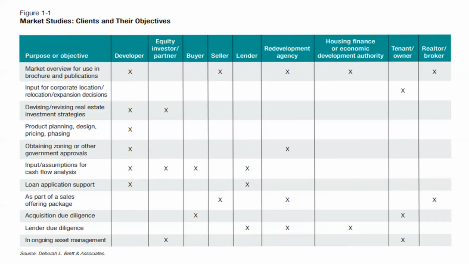Among the clients, A. Developers and B. Redevelopment agencies have the most number of uses for market studies. Among the purposes, A. Market overview for use in brochures and publications. B. Input assumptions for cash flow analysis serves the most number of different clients. Notably, the purpose input for corporation location, relocation, expansion decision is specific to tenants and owners, while the objective of product planning, design, pricing, phasing is specific to developers.